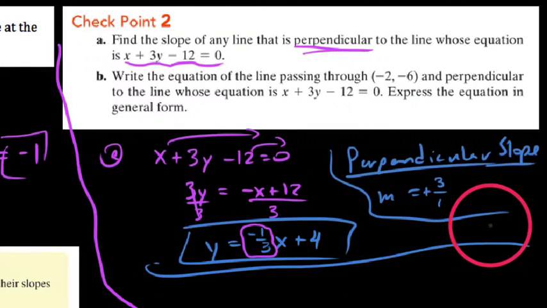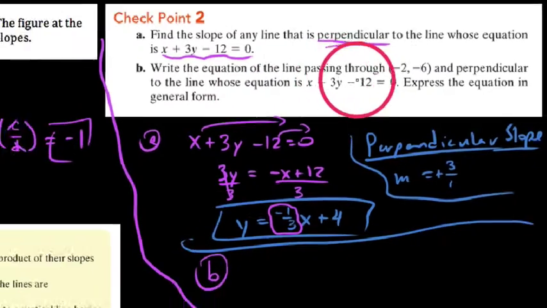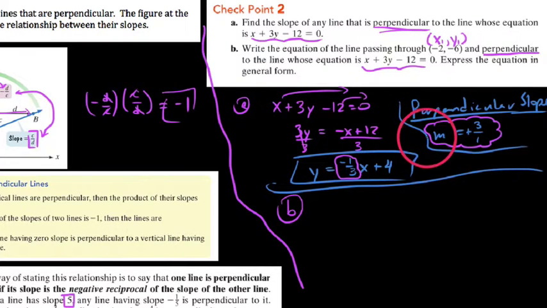Now for letter B, just like we did on the other one with parallel lines, I want to write the equation of a line passing through a given point. We already have some point on this line, x1, y1, and the line is perpendicular to the line whose equation is this right here. This is the same equation that I used over here, so we've already found the slope of something that would have to be perpendicular to it. The thing I want to point out is that to write the equation of a line, we just need two things: the slope and a point. -2, -6 here is indeed our point.